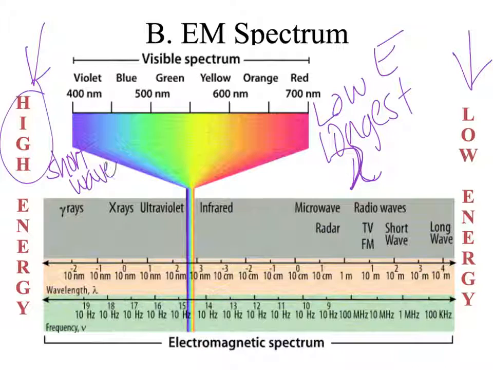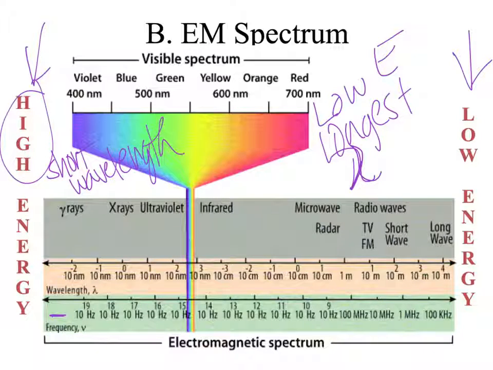Okay? And then let's look at it in terms of frequency. The scale down here is frequency. And as you see, as the wavelength gets shorter, the frequency gets higher. So high frequency is equated to high energy, and lower frequency is equated to lower energy.